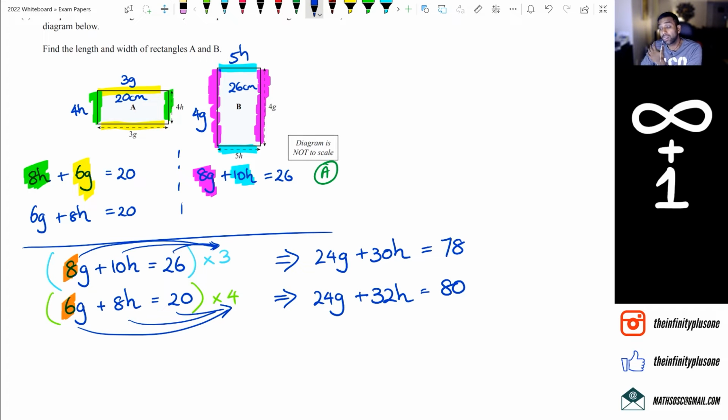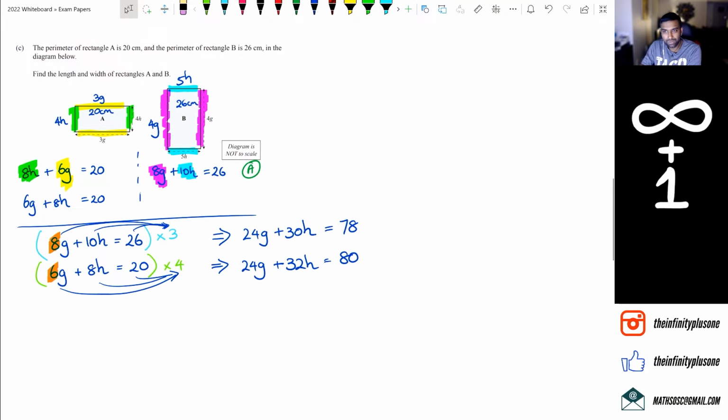Now, again, you can be tactical about how you stack this equation. I'm sitting there going, oh, I don't really want to put that 78 minus 80, because I'm not really good with negative numbers. So flip it. What do I mean by that? We're going to rewrite these two equations with the bottom one on the top: 24g plus 32h equals 80. And then we're going to write 24g plus 30h equals 78. Now, we actually want to do the top equation minus the bottom equation.